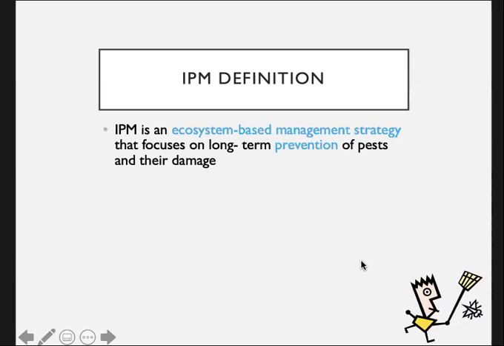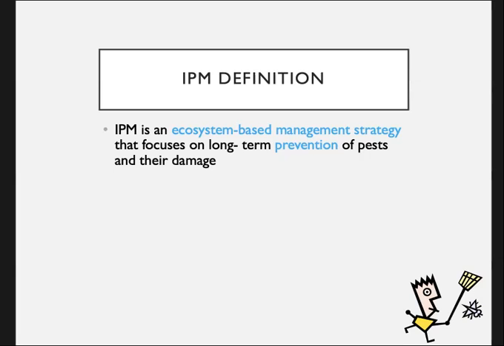So this is an ecosystem-based strategy. And unlike other types of pest control, we're looking at strategies that are going to focus on long-term prevention of pests or their damage through a combination of techniques. So this is the foundation of a good IPM program. Very ecological based pest management. We're applying ecology principles for the most part to our farm or our garden.